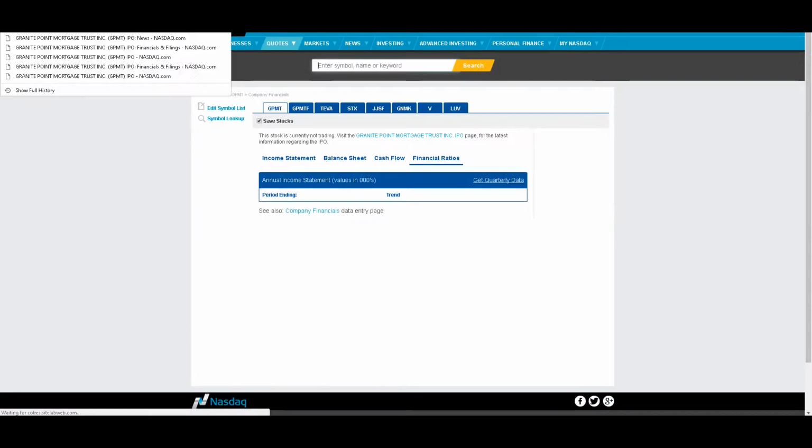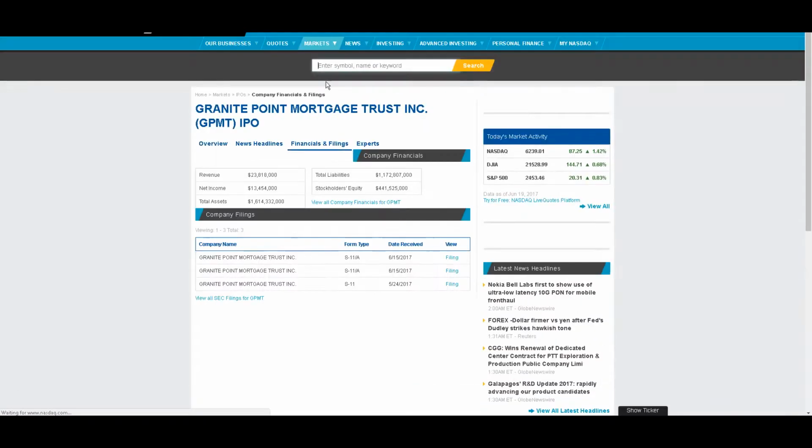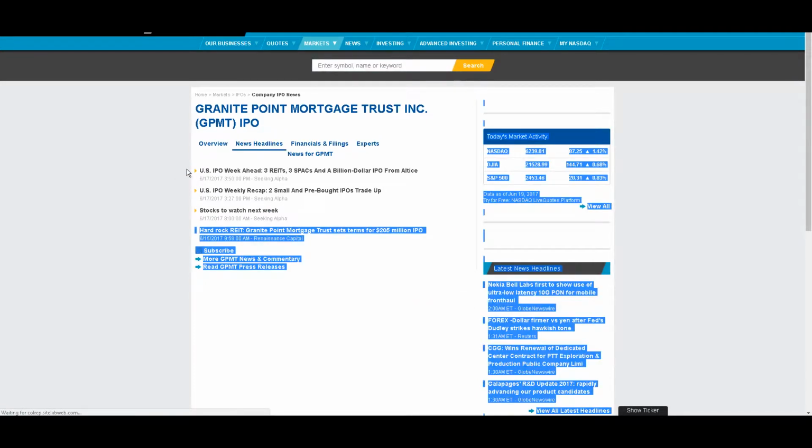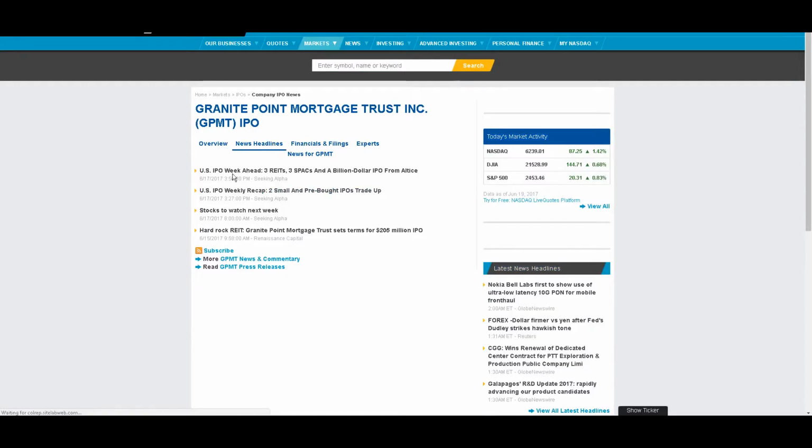So let's go back to their information here. They have appeared in the headlines 4 times. I have Seeking Alpha, so there was one stock that I had seen in the past that I read their article on. And I have a couple REITs myself, so I don't know if I'll be joining in on this IPO.